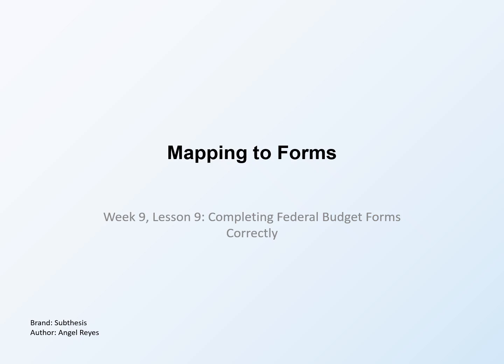This lesson will help you understand common federal budget forms and their purposes, how to correctly categorize expenses on standard forms, ensuring consistency between forms and detailed budgets, and common form completion errors to avoid. By the end of this lesson, you will be able to complete required budget forms accurately and ensure they align with your detailed budget and justification. Form completion may seem like clerical work, but errors here can delay or derail your application.